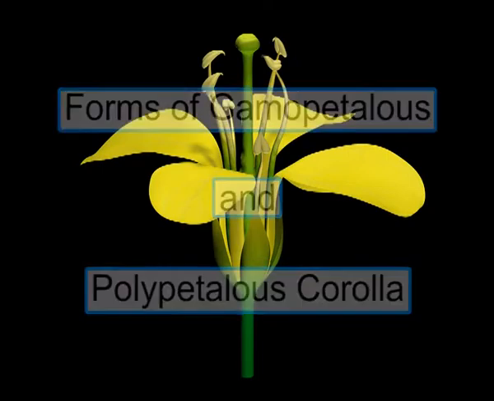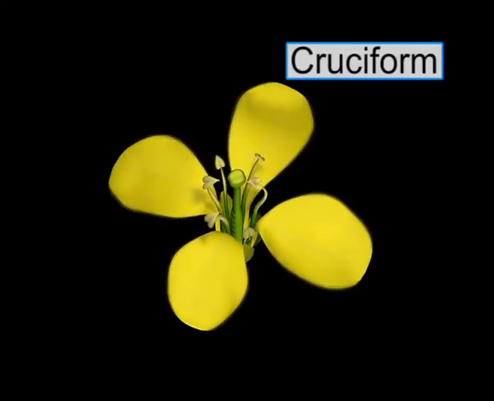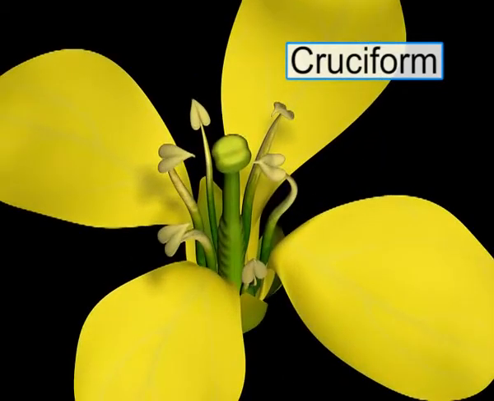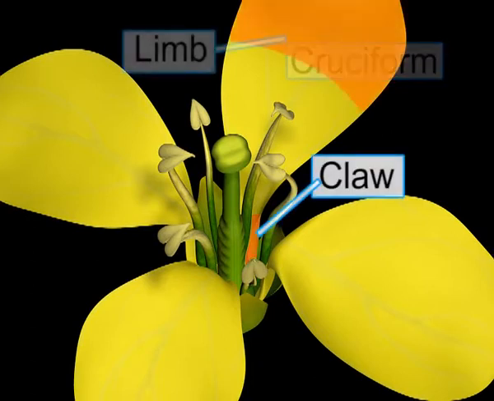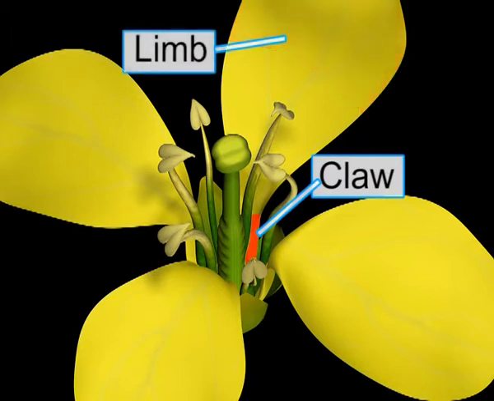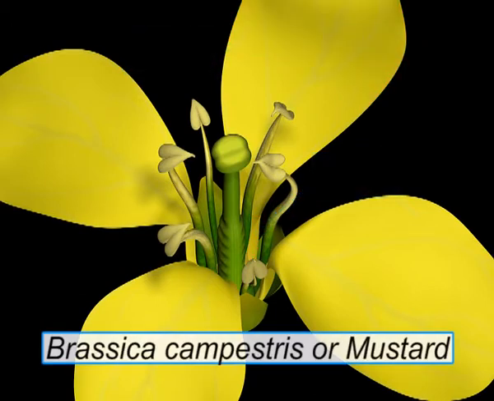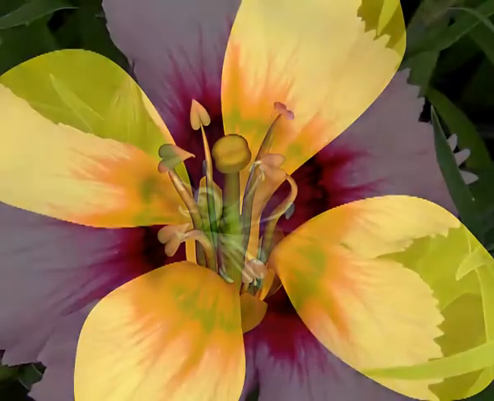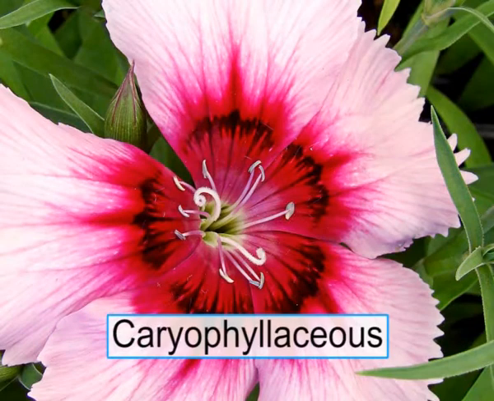Cruciform. In this type, the four free petals are arranged cross-shaped and each petal has a claw and limb. This type is found in Brassica campestris or mustard. Next type is Caryophyllaceous.